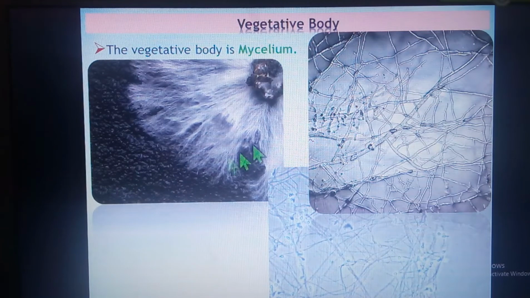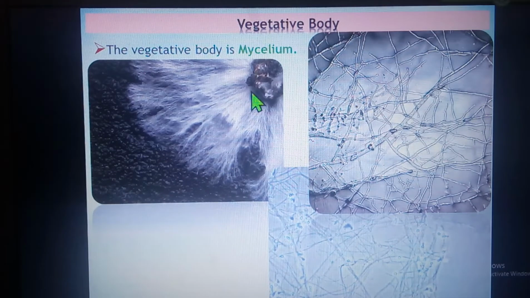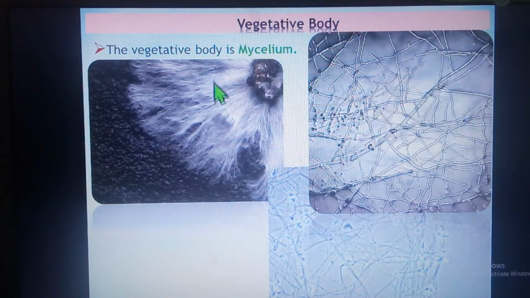So this is just an example in this picture to show it looking somewhat like this. Okay, these very fine filaments. And actually fungi have different colors, we can see different colors of the fungal mycelium. So the vegetative body consists of a network of fine white filaments known as the hyphae.